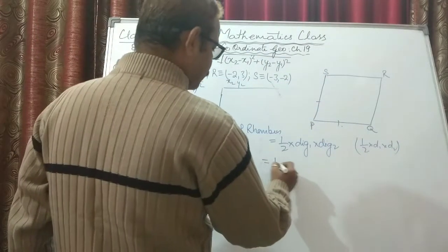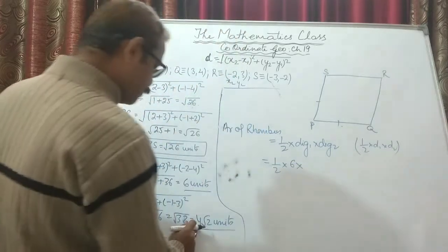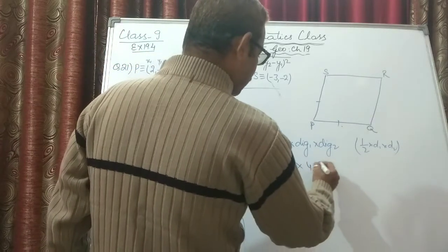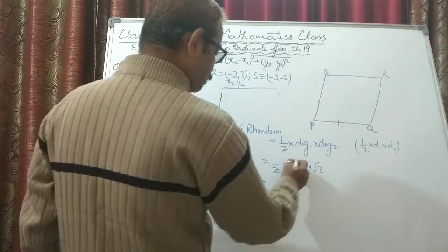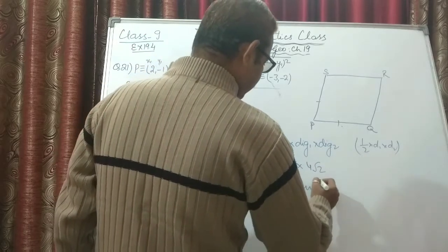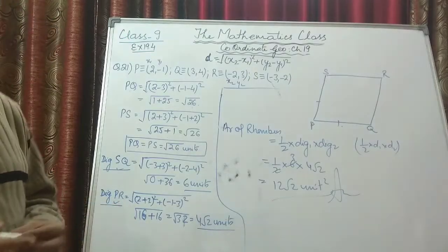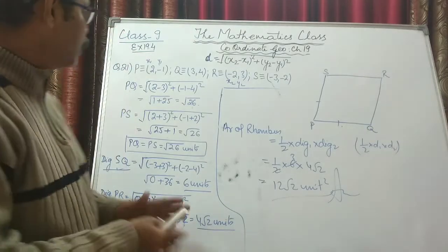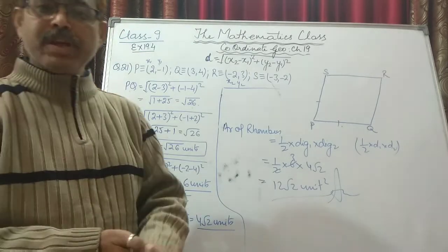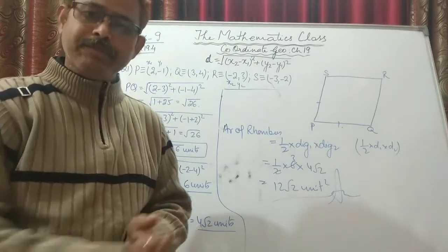So half, diagonal 1 is 6 units and the other diagonal is 4 root 2 units. So 2 3s are 6, 3 4s are 12. 12 root 2 unit square is the area of the rhombus. So this is the solution for the 21st question. Now we move on to the last one. Let's see what is there in question number 24.